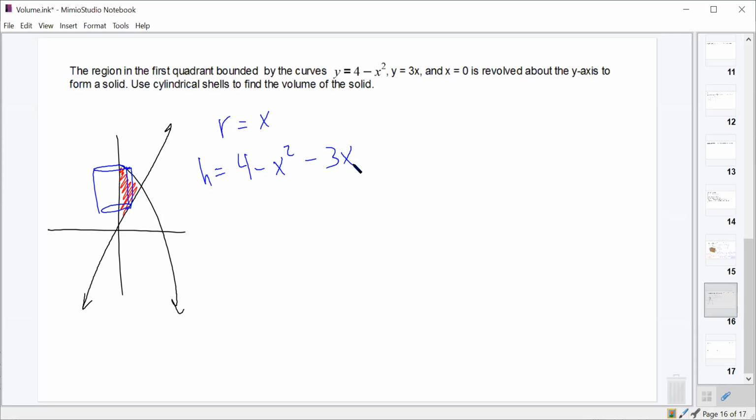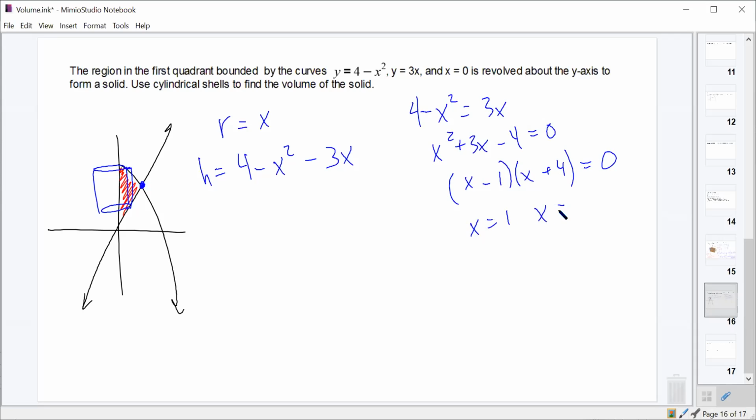Okay. Lastly, we need to figure out the furthest left x value. Well, the furthest left x value is 0, but we need to figure out where they intersect to find the furthest right x value, which will be 4 minus x squared equals 3x. So we get x squared plus 3x minus 4 equals 0. What does that come out to be? x minus 1 and x plus 4. So they intersect at x equals 1 and x equals negative 4. Clearly, we don't care about negative 4 because that's not in the first quadrant. The x equals 1 value will be.